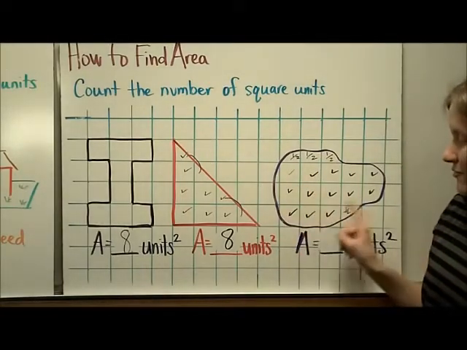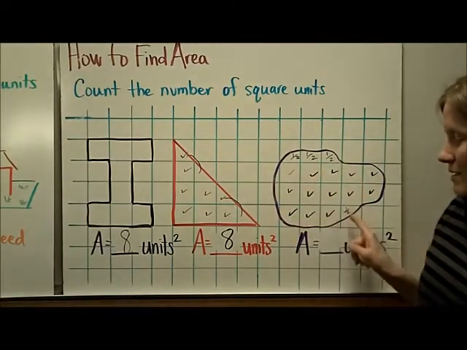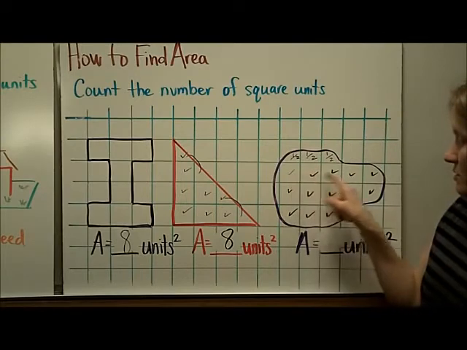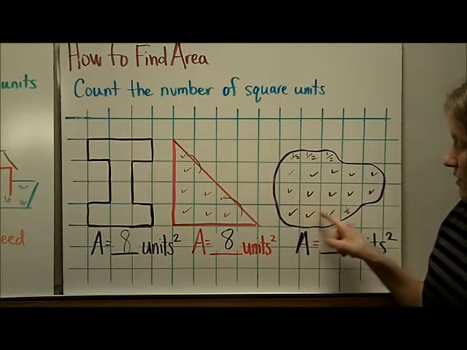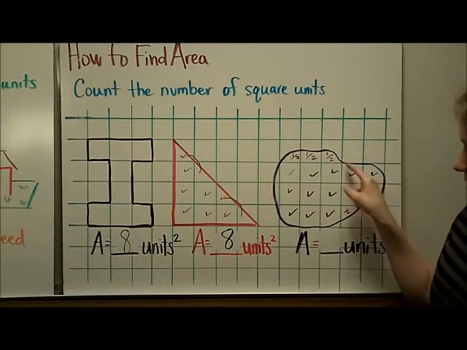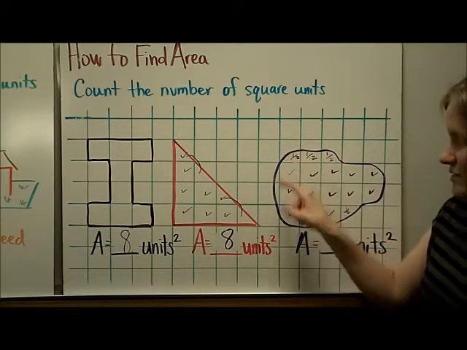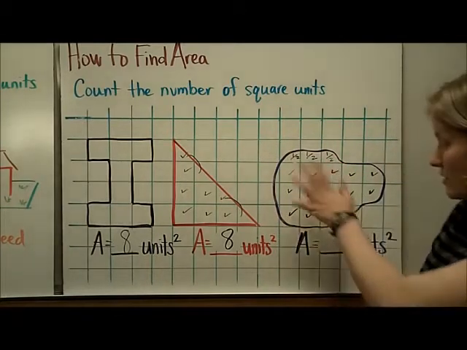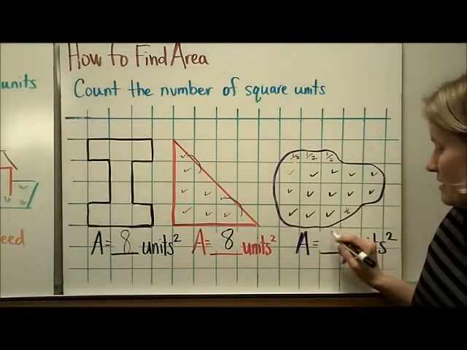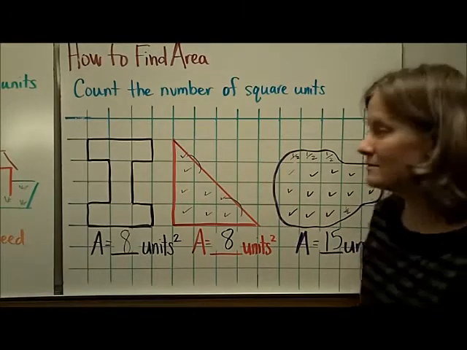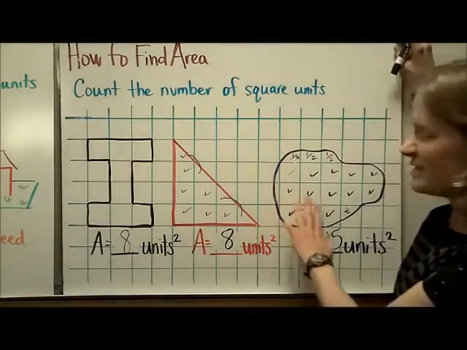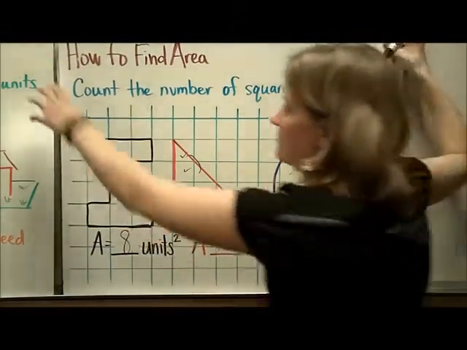So now I'm going to count my full square units and add them, then add in my halves. 1, 2, 3, 4, 5, 6, 7, 8, 9, 10, 11, 12, 13. These together would make 14 and 15. So a good estimate for the total number of square units that this shape takes up is 15 square units. Remember that this one is an estimate, not an exact area.